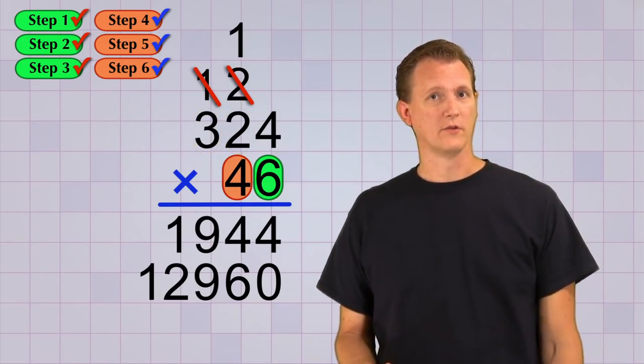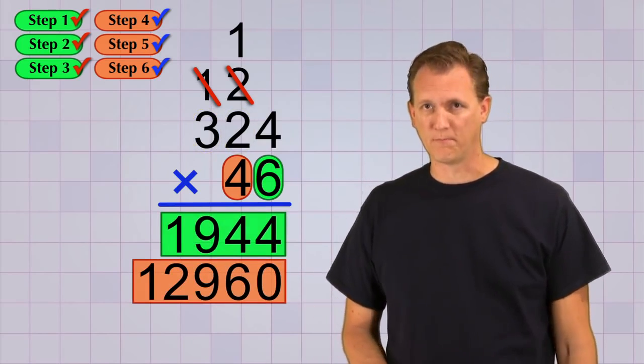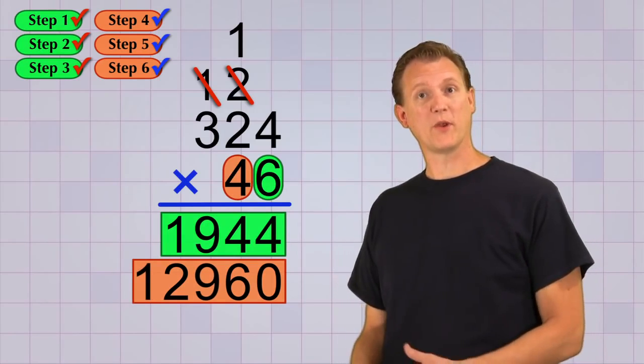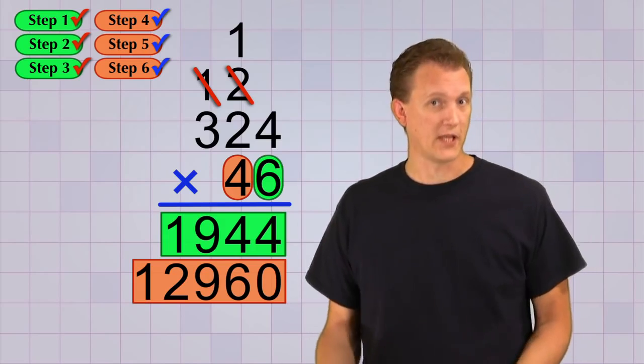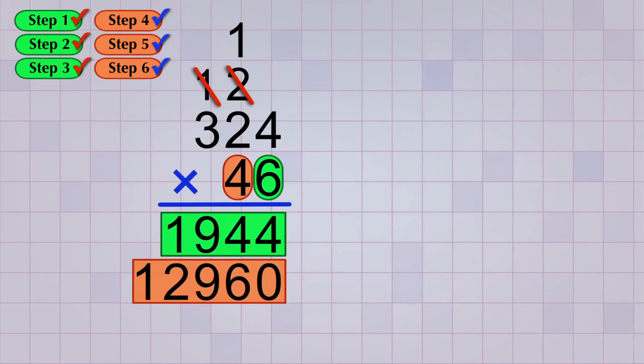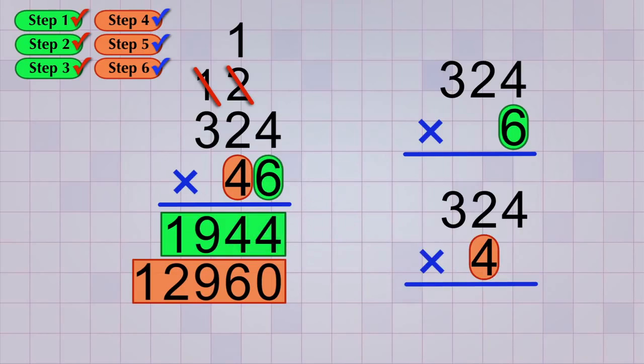But now what do? We have 2 answer lines, but this is just one multiplication problem. Well, remember, the reason we have 2 answer lines is that we're pretending that we're doing 2 separate multiplication problems. We treated it like it was 6 times 324 and 4 times 324. But since the 4 was in the tens place, we had to put an extra 0 in our second answer, since it would really be the answer from 40 times 324.